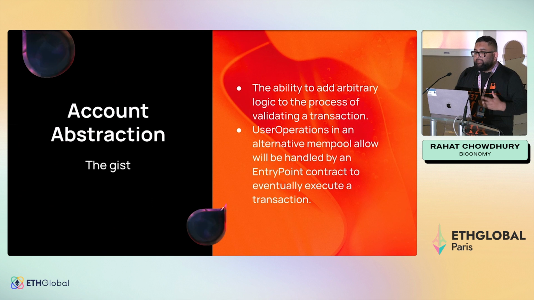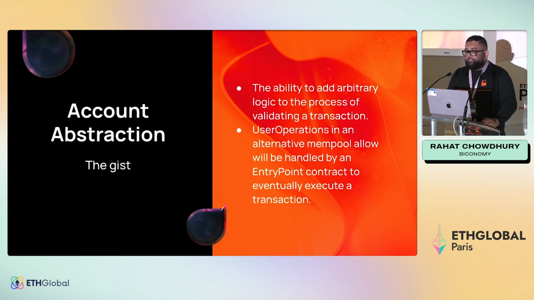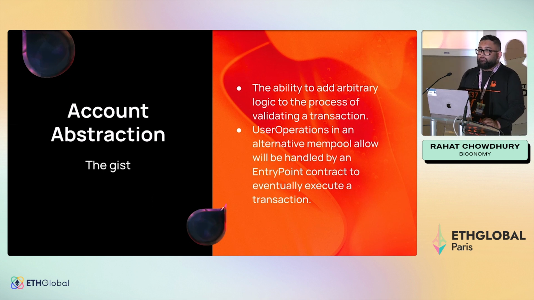But what exactly is account abstraction? You can define it as the ability to add arbitrary logic to the process of validating a transaction. So any transaction, add some additional information to it. That information helps you do whatever other type of logic you want to do. When you add this information to it, this new data object is called a user operation. So this is a new way of looking at transactions through the scope of account abstraction, specifically through 4337.